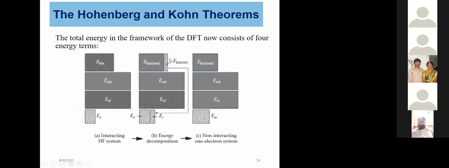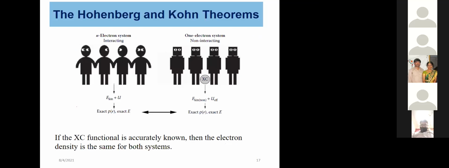And then we club all those interaction energies into each term, and we get our final energy form in the Hohenberg-Kohn theorem as kinetic energy of non-interacting electrons, external energy, Hartree energy, and another term, the exchange correlation energy. So this exchange correlation energy is different from the Hartree term, and that is what makes this Hohenberg-Kohn approach different from Hartree-Fock, and that is why it is more accurate in terms of the energy.